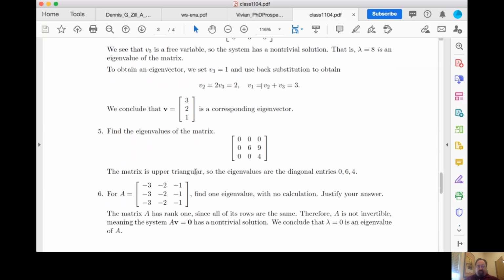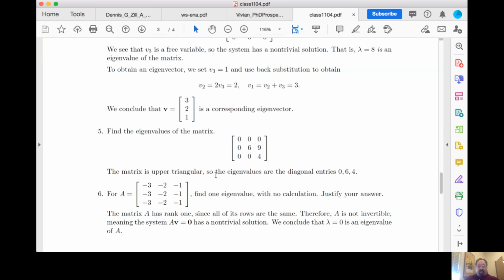Okay. Finding the eigenvalues of this matrix. It's actually very quick to do in this case because this matrix is upper triangular, because all of the entries that are below the main diagonal are equal to 0. So when a matrix is triangular, you can just read the eigenvalues off the diagonal: 0, 6, and 4. That's all that's asked for in this problem. So we only know how to handle triangular matrices at this point, but in the next section, we'll handle the more general case.